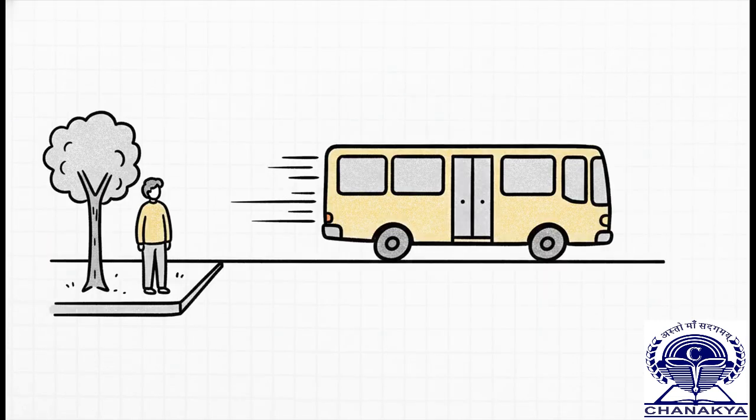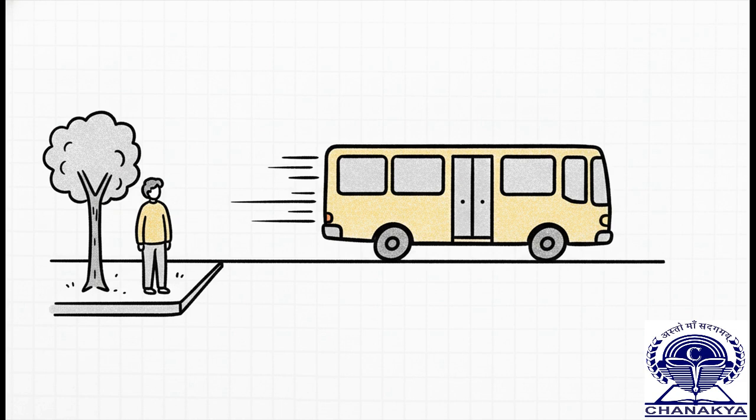But now, let's just flip the script. Imagine you're standing on the sidewalk watching that same bus go by. To you, the trees are obviously standing still. It's the bus and the person inside it that are moving forward. So who's right? The crazy thing is, they both are.